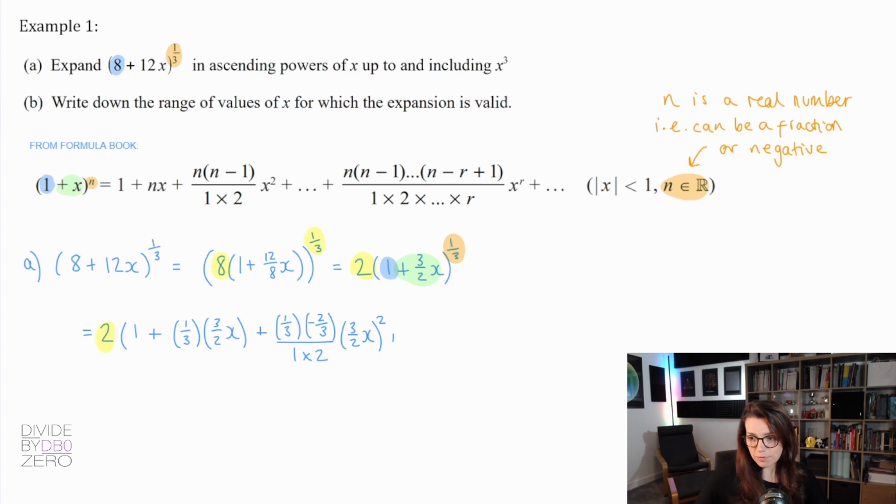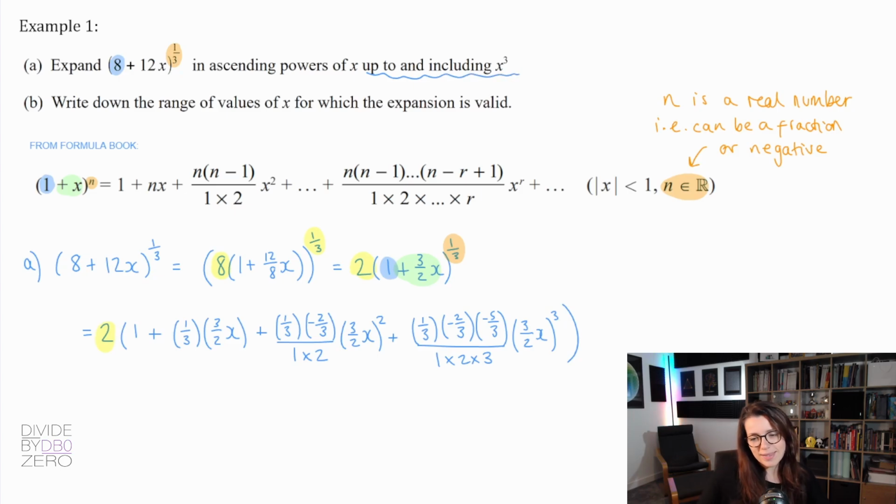The next term follows that same pattern, so we'll have 1/3 times minus 2/3, but then we need to take away 1 again, so it's going to be times minus 5/3. And all of that will be over 1 times 2 times 3 this time, or 3 factorial, times 3/2 x cubed. And we can stop there because the question just wanted us to go up to and including x cubed.